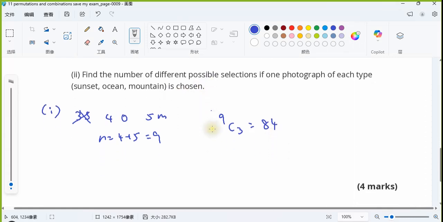Okay. Next, find the number of different possible selections if one photograph of each type is chosen. So 3C1, 4C1, 5C1, then it's 3 times 4 times 5, 60. Okay.